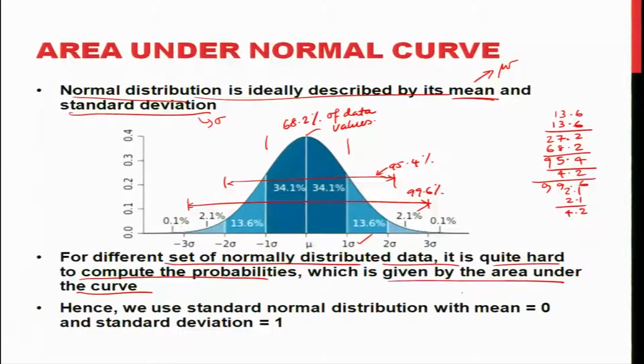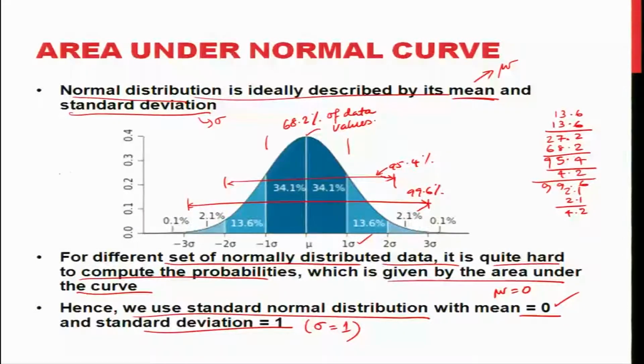So, to avoid that, what we do is we use a standard normal distribution with a mean of 0 and a standard deviation of 1, okay. So, we have a reference distribution with a mean of 0, this mu is equal to 0, okay. This is one case and standard deviation equal to 1, which is sigma is equal to 1. This is called the standard normal distribution.